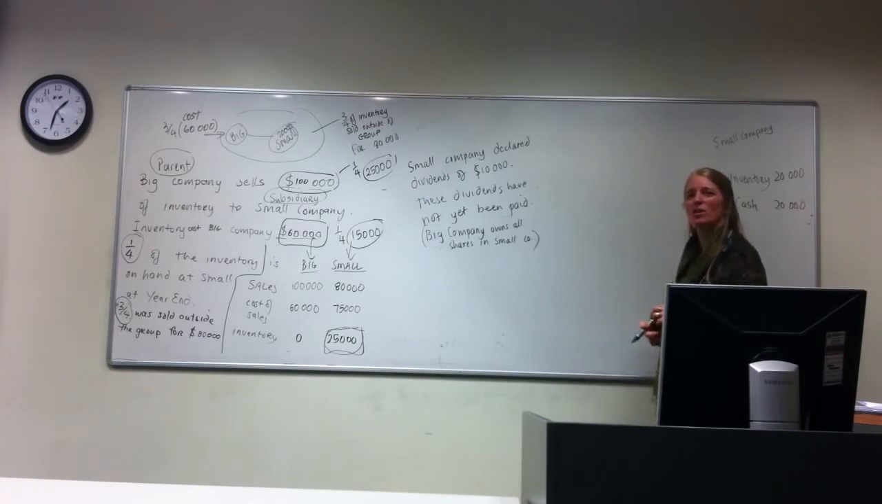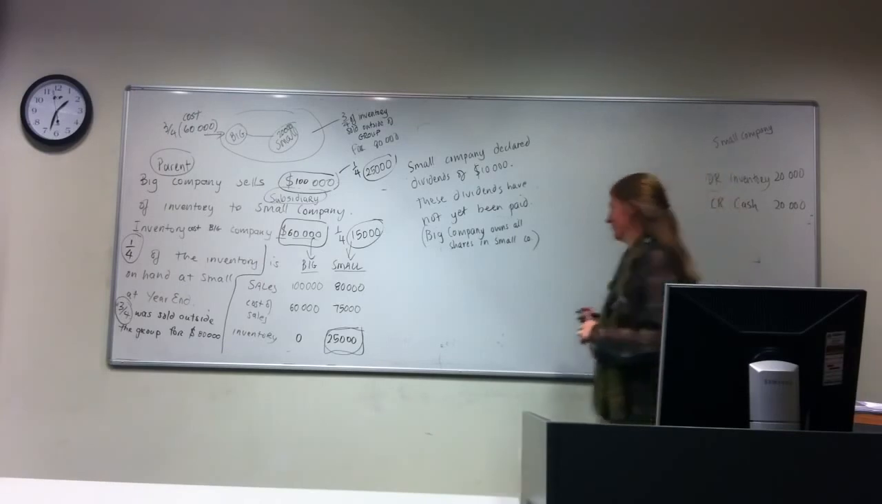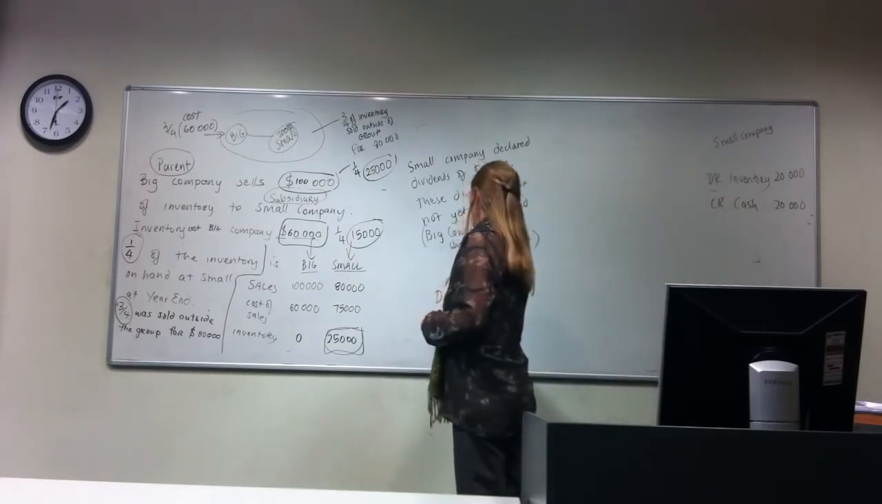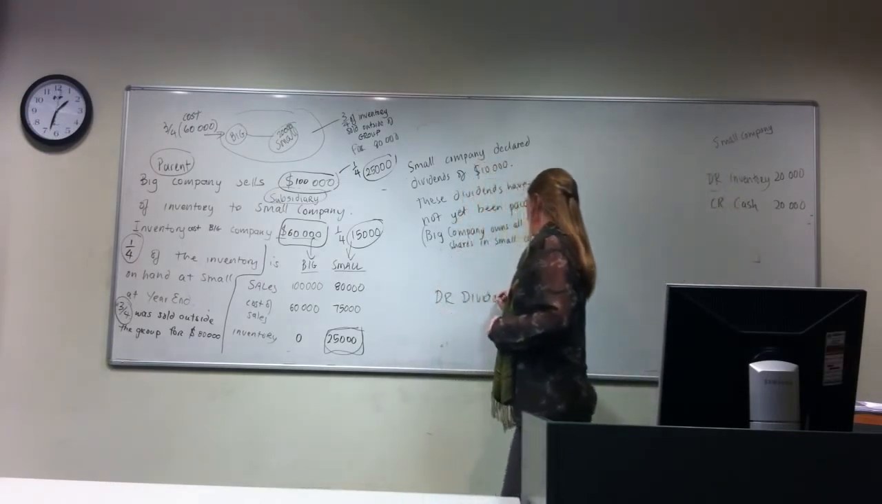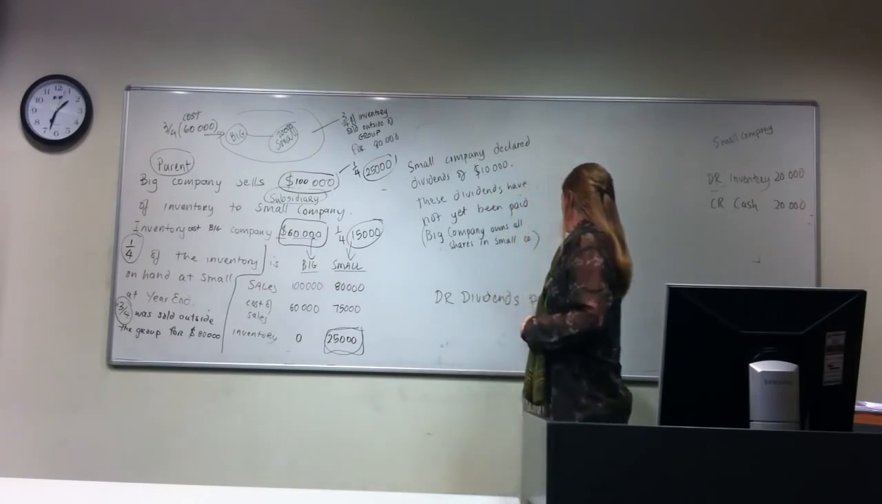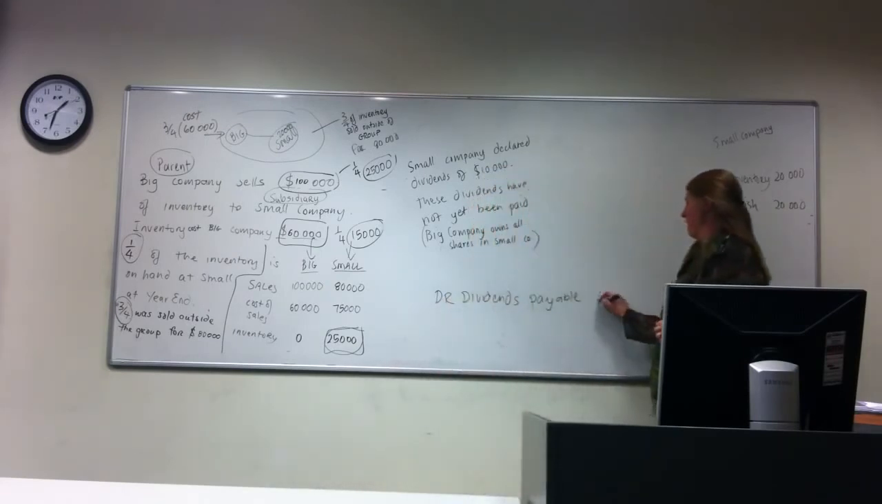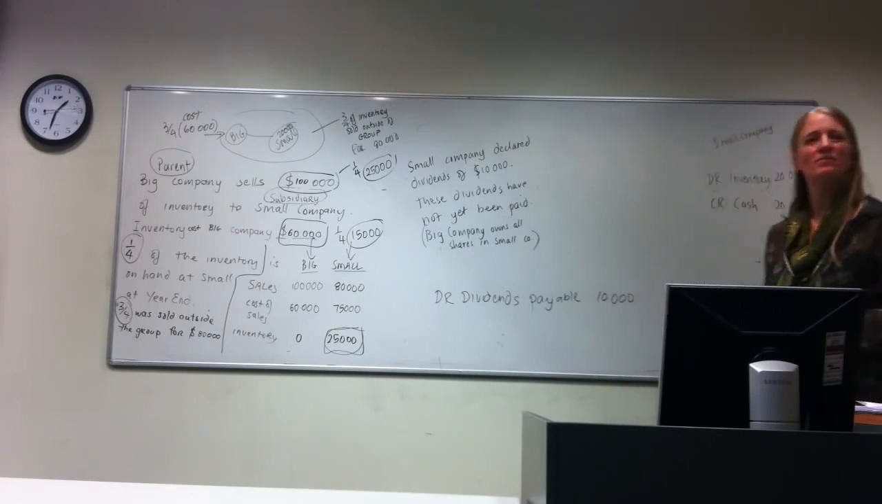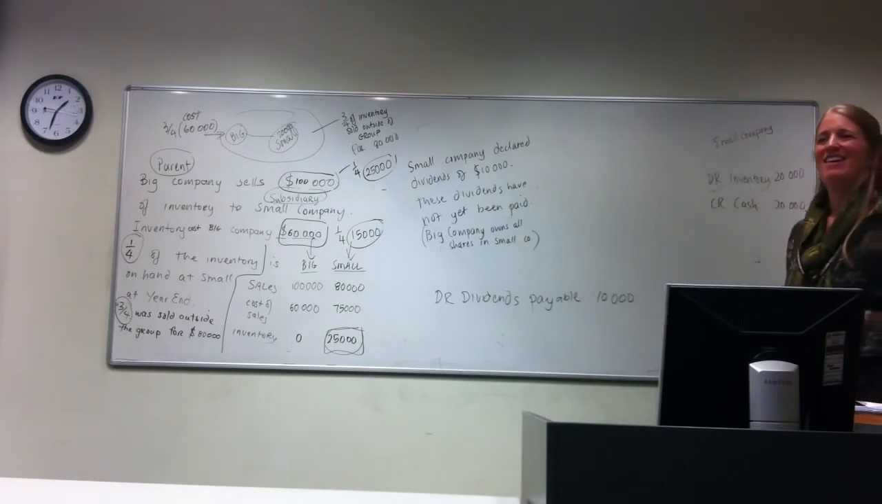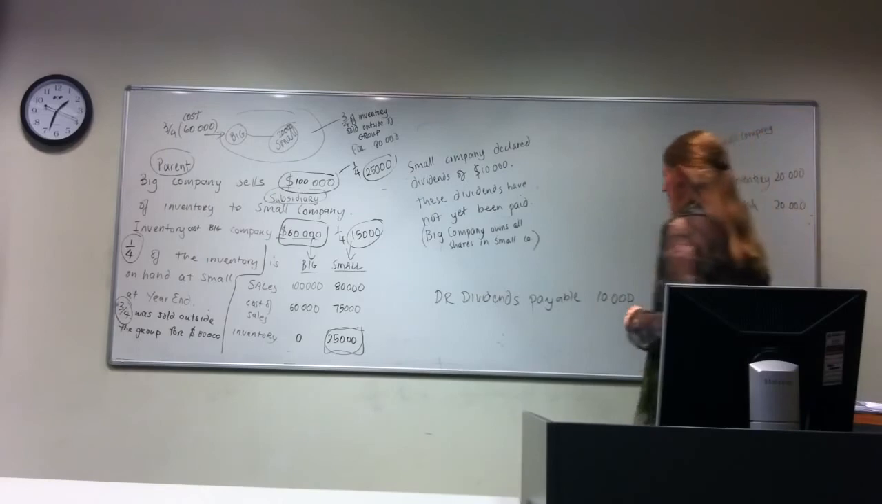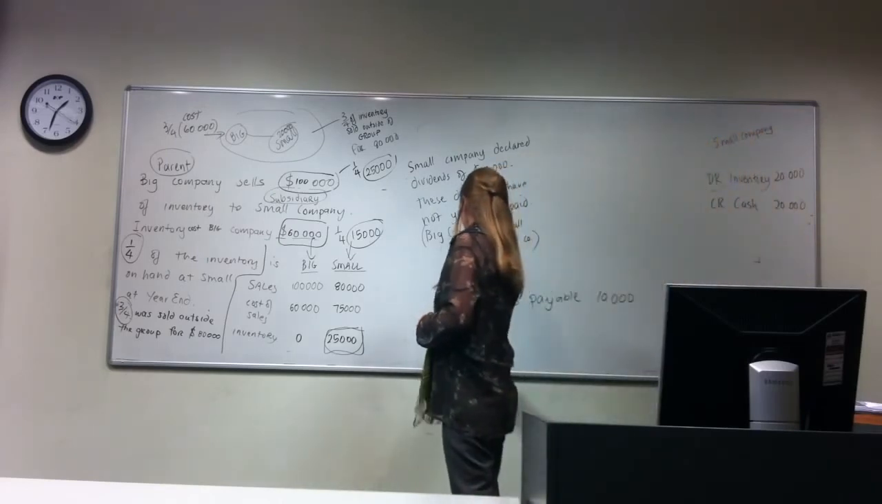We're going to debit dividends payable, credit dividends receivable. What are we going to do? Debit or credit? Dividends payable. Debit dividends payable. That's right, well done. Okay, what else are we going to do? Credit dividends receivable.